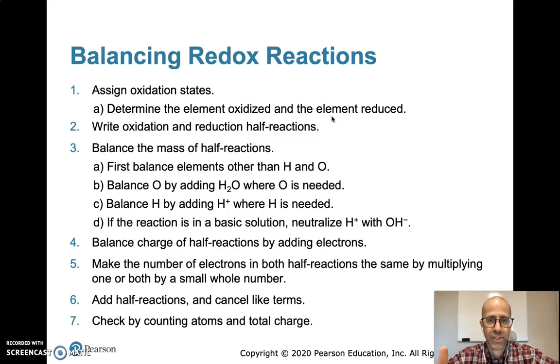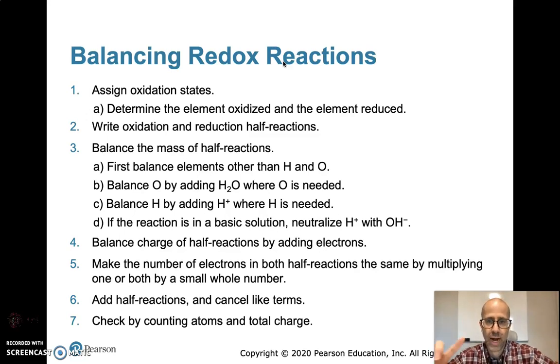If the oxidation state of an element going from reactant to product increases, becomes more positive, it lost electrons and therefore got oxidized. If the oxidation state going from reactant to product decreases, becomes less positive or more negative, then that one gained electrons, and so that got reduced. And so you can figure out what got oxidized and what got reduced once you've figured out the oxidation states.